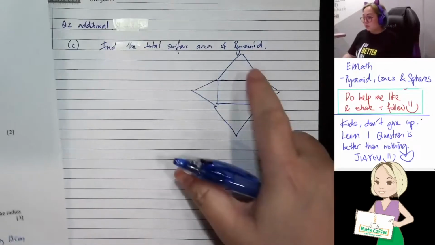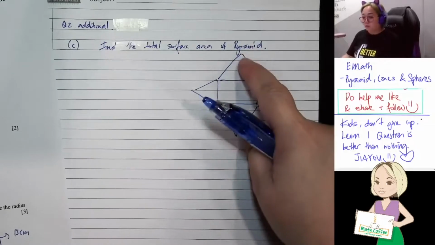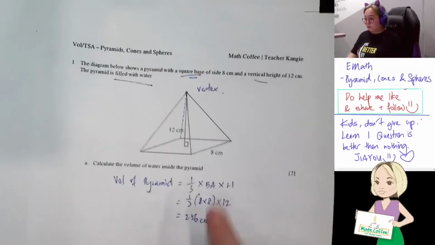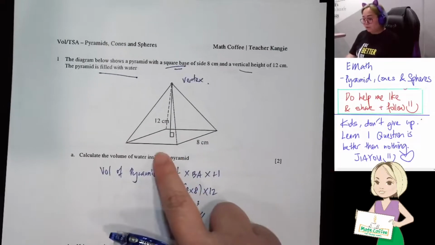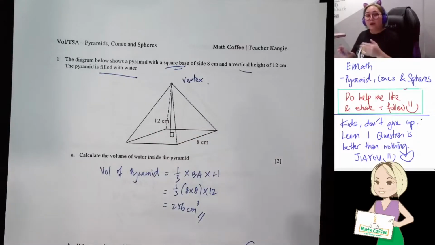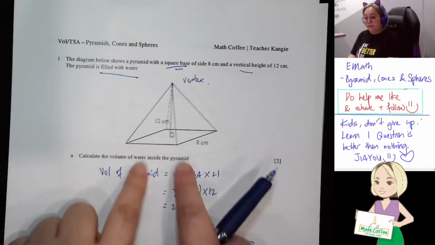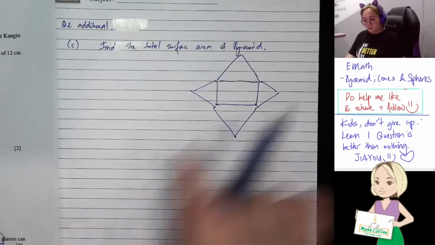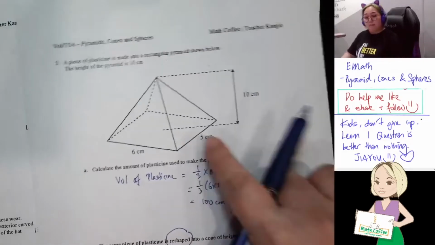Take note that these two are the same, and these two are the same. In question 1, because the base is a square, when I open it up I will have 4 identical triangles. But in question 2, my base is a rectangle.